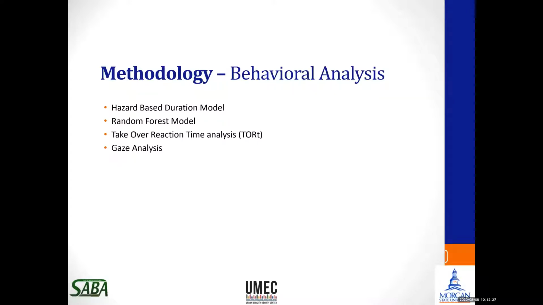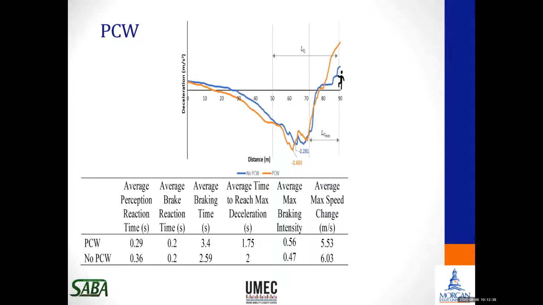So that was the methodology, how we did it and what we did in the simulator. Now we are talking about what kind of analysis we did: a hazard-based duration model, random forest, takeover reaction time analysis, and gaze analysis. For pedestrian collision warning, we had 186 experiments. In 83 of those experiments, participants failed to yield to the pedestrian or missed it completely, so we removed those and used 103 observations.